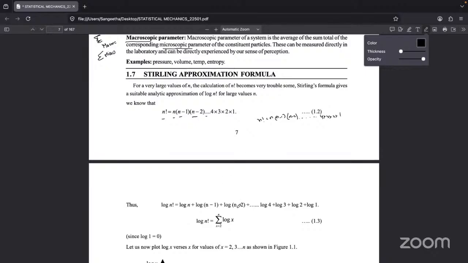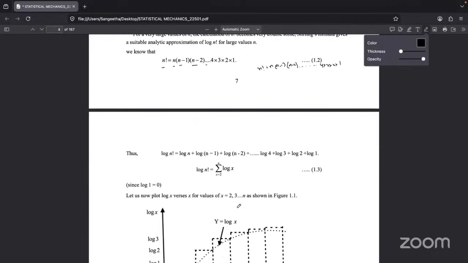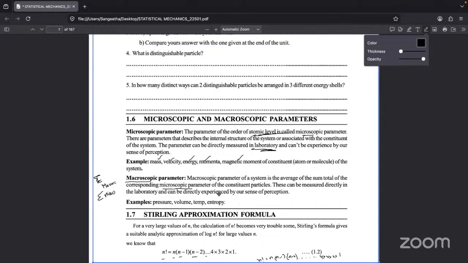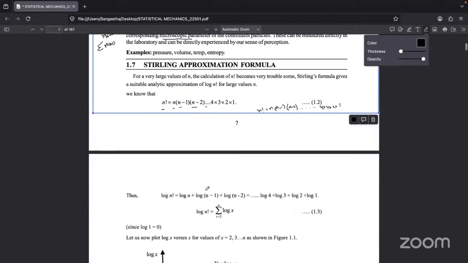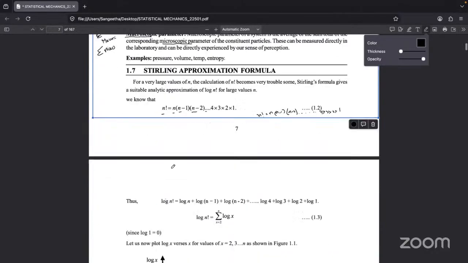To this, taking log on both sides, what will we get? Log n factorial equals: the first term n is written as log n, n minus 1 is written as log of n minus 1, n minus 2 is written as log of n minus 2, up to log 1 we are writing. Here the log 1 value equals 0.